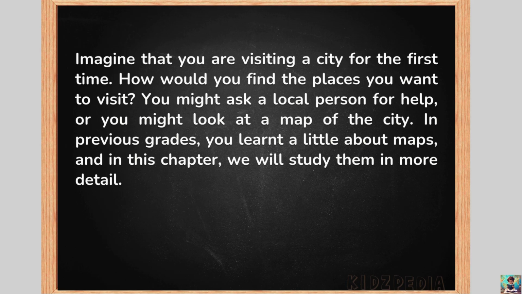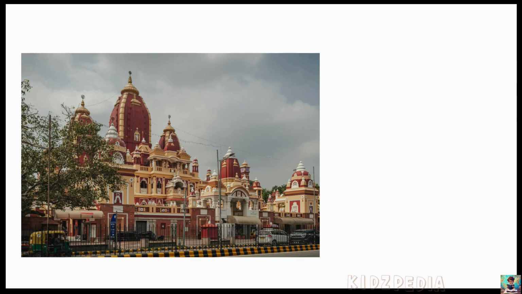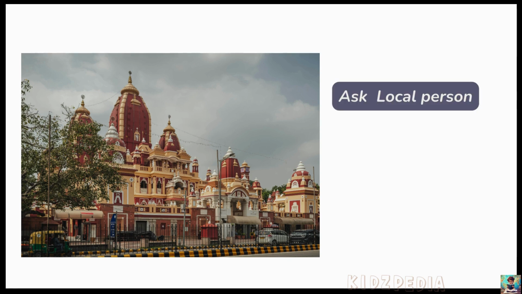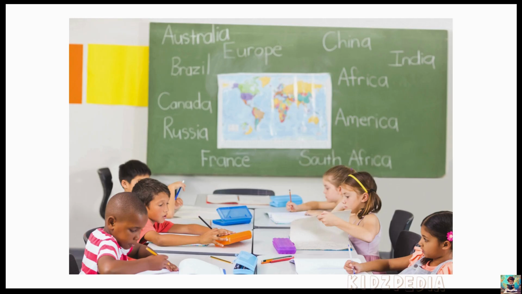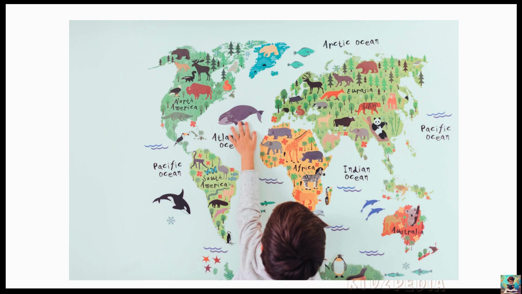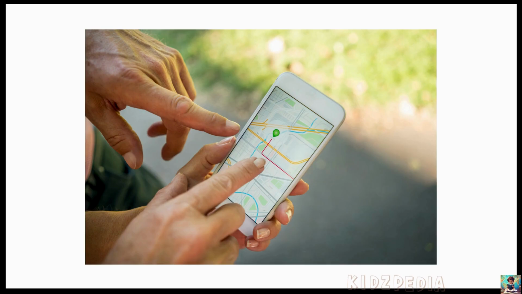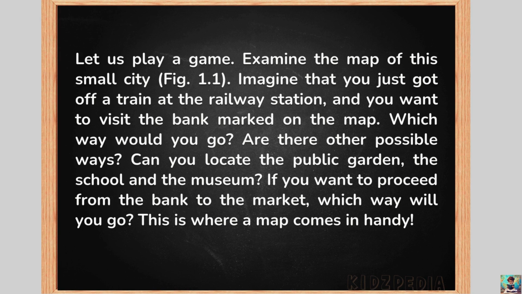Let's imagine you are visiting a new city for the first time. You want to see fun places like a park, a museum or a famous building. But how will you know where to go? You might ask someone who lives there. That's called a local person. Or use a map. A map will show you where each place is and help you figure out how to get there. In your previous grades, you learned a little bit about maps, but in this chapter, we will study them in detail. We will see what maps can show us, how to read them and why they are so useful.